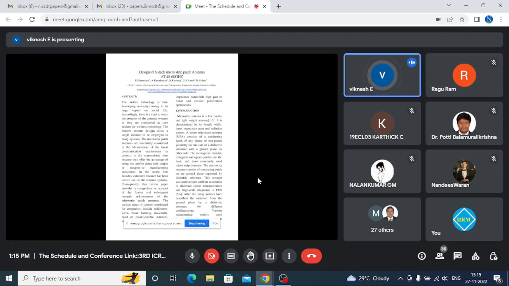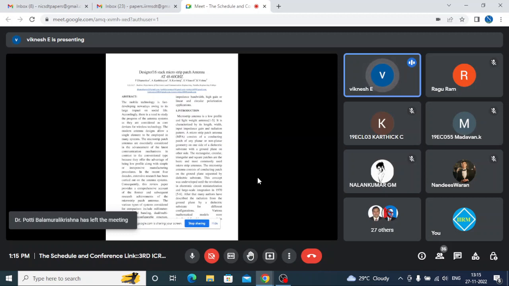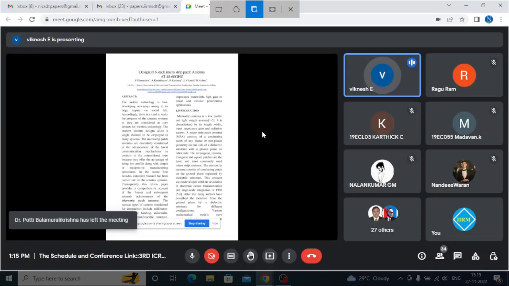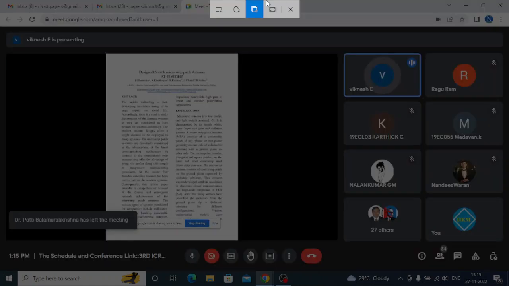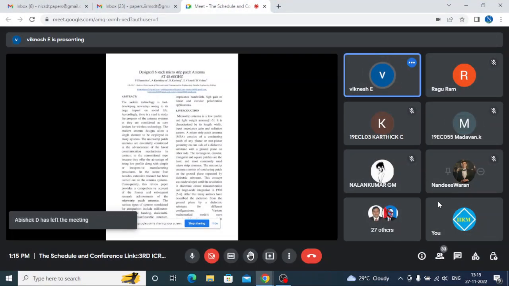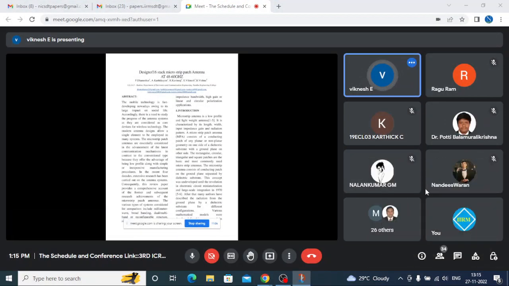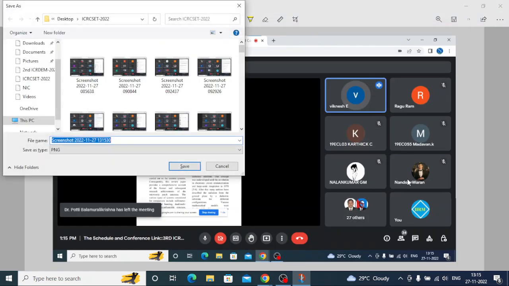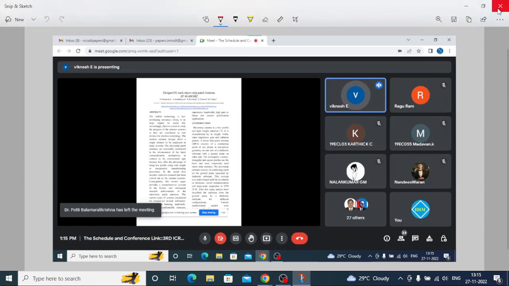In introduction, microstrip antenna is a low profile and lightweight antenna. It is characterized by its lightweight, input impedance, gain and radiation pattern. A microstrip patch antenna (MPA) consists of a conducting patch of any planar or non-planar geometry on one side of a dielectric substrate with a ground plane on the other side.